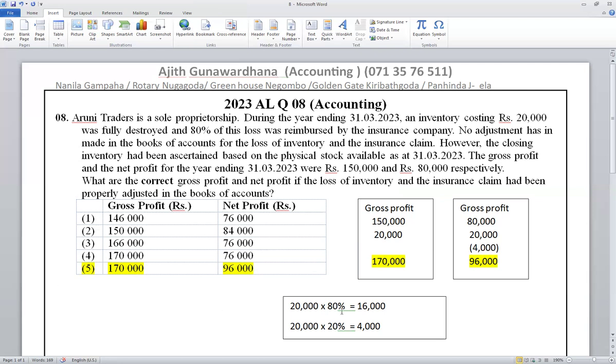There are two things you have to consider. First, consider the damaged stock value. And second, the insurance company agreed to pay 80%, but the balance 20% cannot be recovered. The balance 20% should be considered as an expense, and that value should be recorded under other expense. As such, damaged stock should be recorded under cost of sales calculation, but those are not recorded. What is the correct gross profit and net profit if loss of inventory and insurance claim had been properly adjusted? Therefore, the answer is 5.